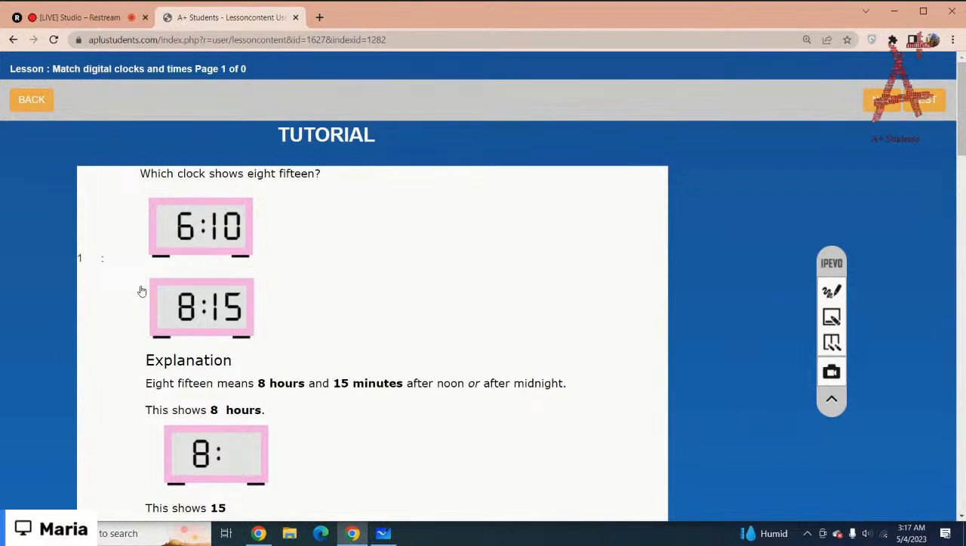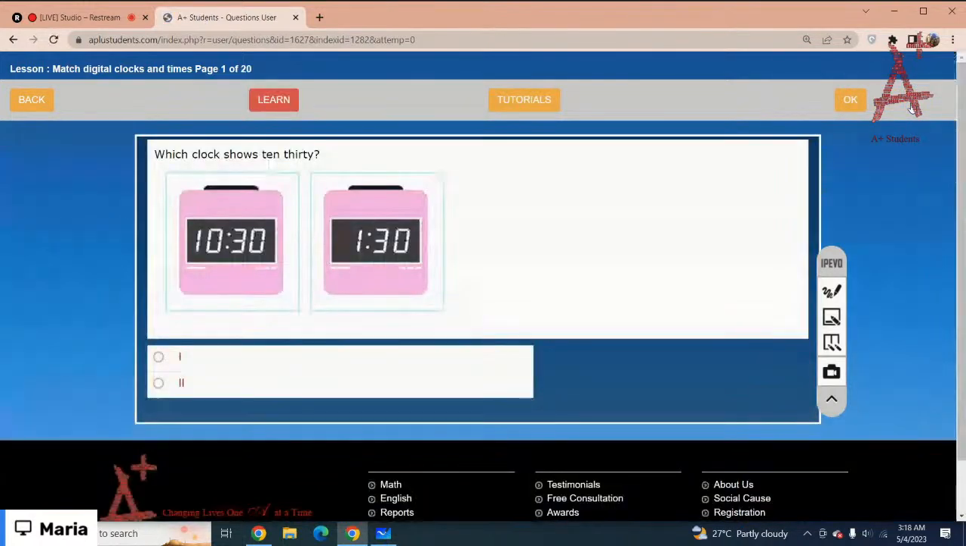You can see it would be 8 hours and 15 minutes. Got it? 8 hours and 15 minutes. The one right before this one represents the hours, and the one after this one represents the minutes. So it would be 8:15, 8 hours 15 minutes. Which clock shows 10:30? Which is the correct option? Option 1 or 2?